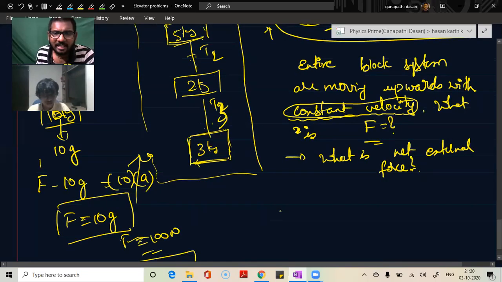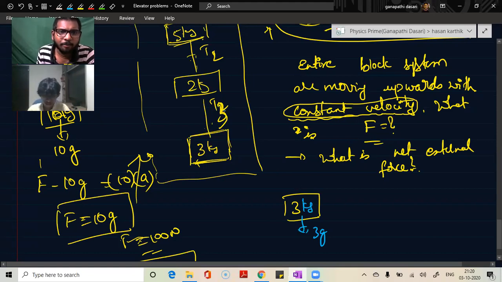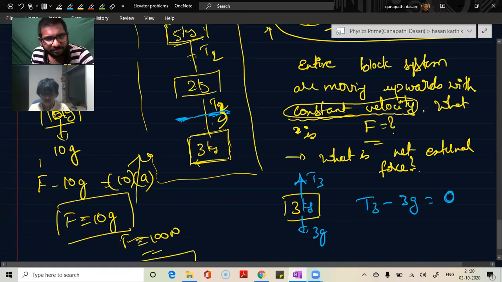You can get it easily. To get T3, you have to draw the free body diagram for the 3 kg block. The 3 kg downward force is 3G. Tension is cut and pull, so T3 will be upwards. So T3 minus 3G is equal to what? 0, because it's going with constant velocity.